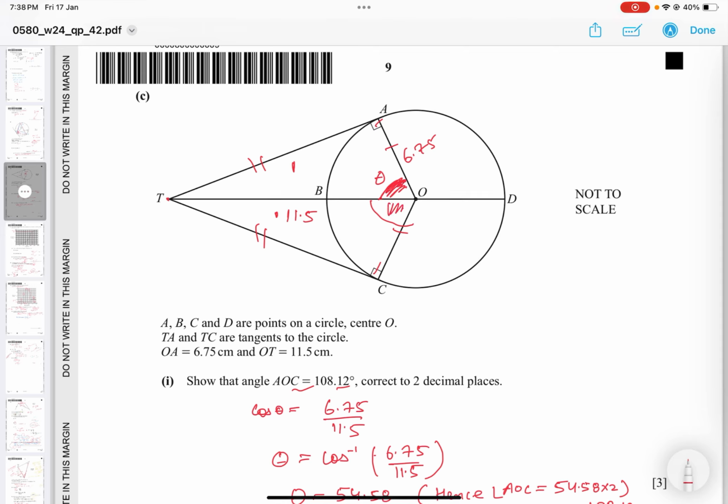You have to find this angle and double it. How can we find it? We know this length. TO we know is 11.5. We know this 6.75. Do you know SOHCAHTOA?